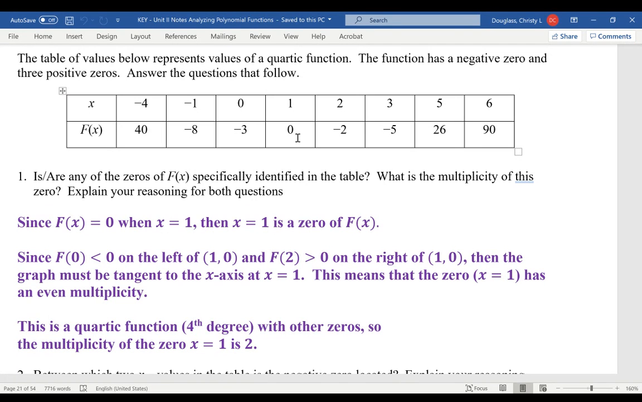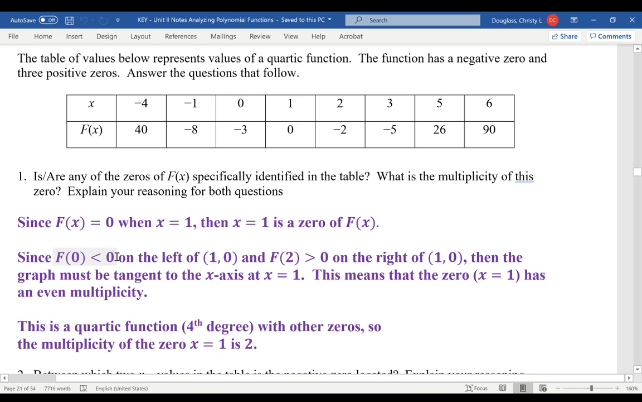Now we're supposed to guess at the multiplicity of this 0. And we can do that by looking at a point just to the left of this 0 and just to the right of it. Notice that just to the left of this 0, the y value is negative. And just to the right, the y value is also negative. That must mean that this graph comes up from the negatives, touches at 1, and then goes back down into the negatives. And I've said that in this paragraph here.